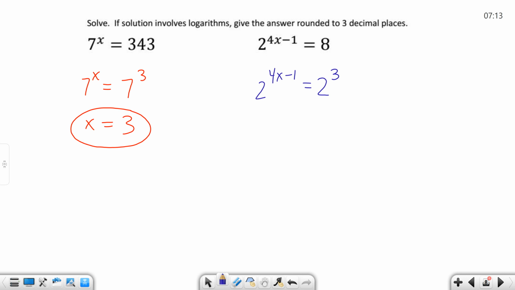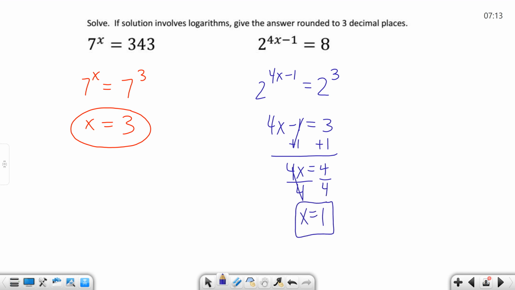So here, again, the 2's are the same, so we just get rid of the 2's, and we get 4x minus 1 equals 3. We just set the powers equal. And then we solve. In this one we have some work to do, but not a lot. So we're going to add 1 to both sides. We get 4x equals 4. Then we divide both sides by 4 and we get x equals 1.